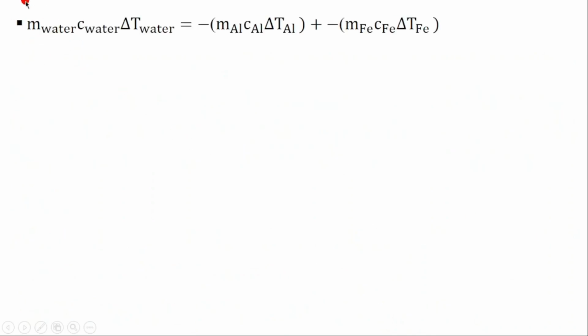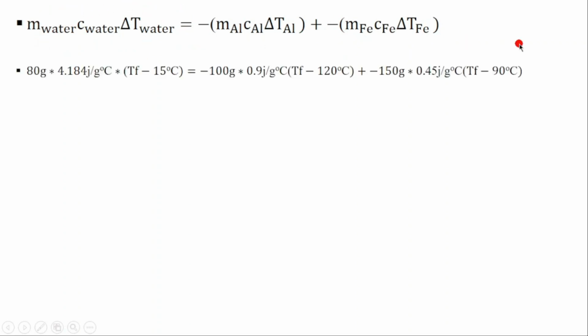Then that is the formula. The mass of the water, C water times dT, that is the heat gained by the water, will be equal to the heat lost by the aluminium plus the heat lost by the iron. So remember, we are putting the negative sign because there is a loss of heat, and the positive sign here because there is a gain of heat. We can put the values.